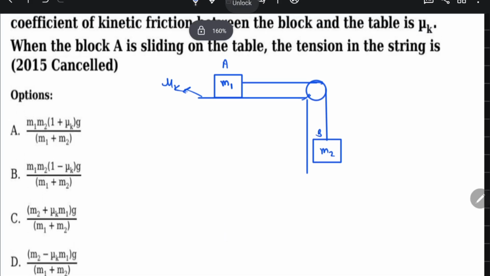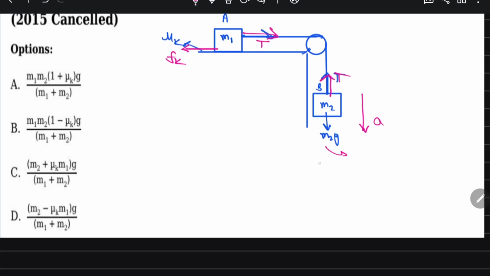So just write the equation of motion for this. This is m2g, this is T acting. Here I am using a different color so that it is easier for you. This is T acting, this is also T acting. Here Fk, the friction force, is acting. And I assume that the net acceleration is in the downward direction. So make the equation of motion, that is m2g minus T is equal to m2a.